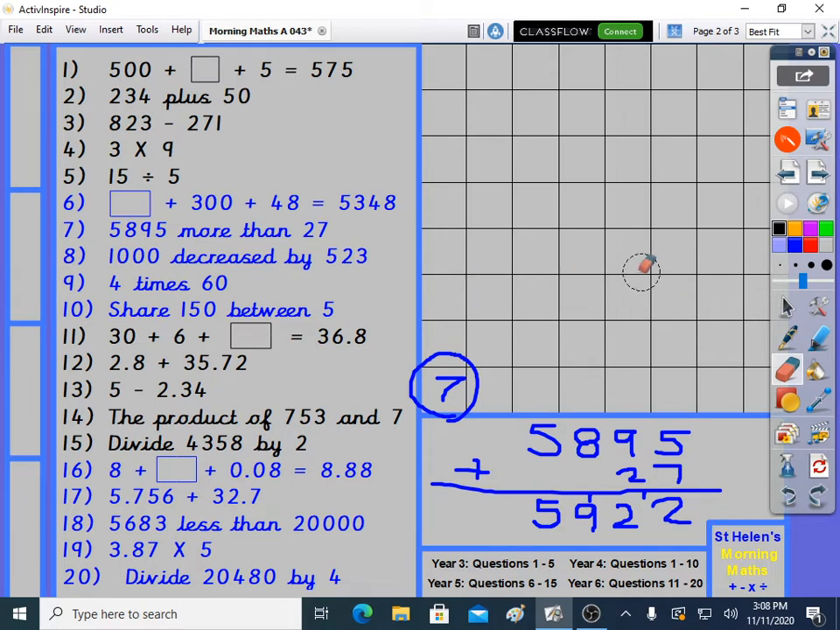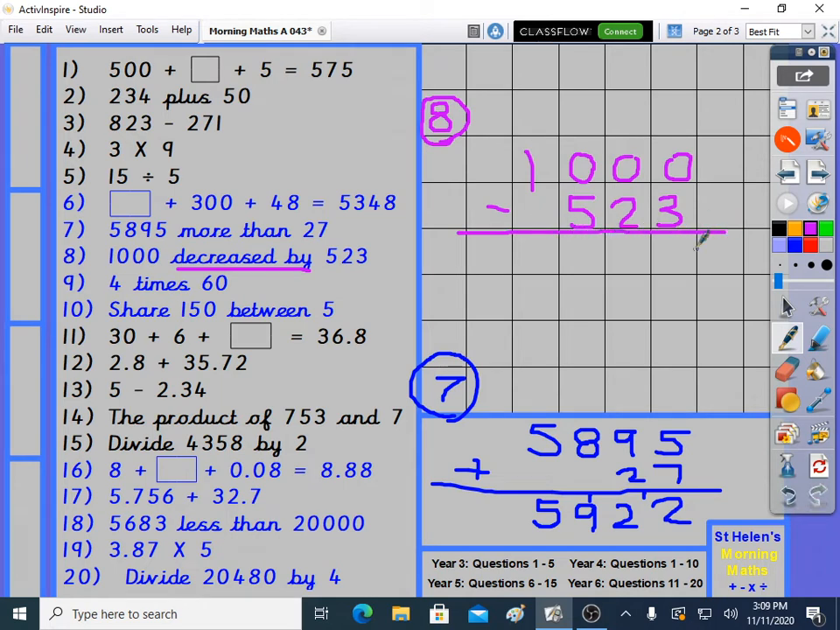Question 8 has the same vocabulary as we've been looking at. We've decreased by 1,000, decreased by 523. If you know your number bonds to 1,000, you would know this, but number bonds to 1,000 are not an easy thing to know, so maybe you don't. But after loads of years of practice, I've learned them, and it is, I think, 477, but I'll get the method to check that.